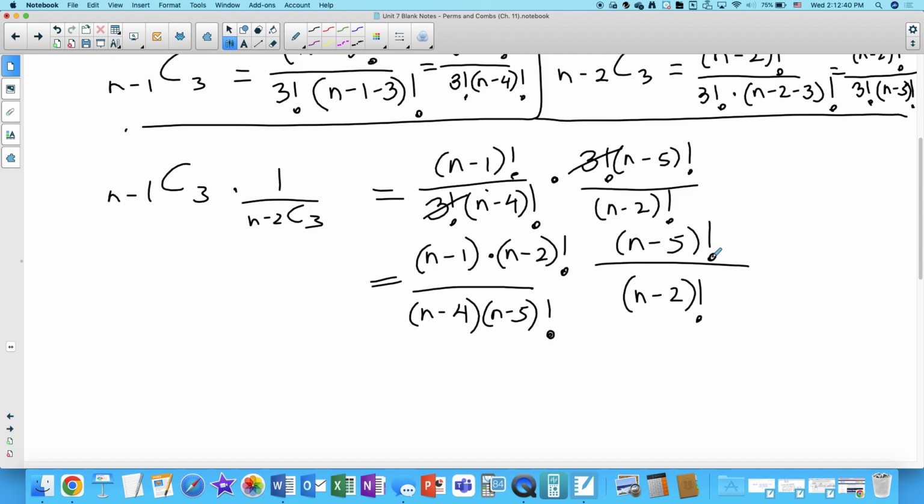And now there are several other factorials that can cancel. Right? So I have these guys and these guys. And I'm just left with n minus 1 over n minus 4.